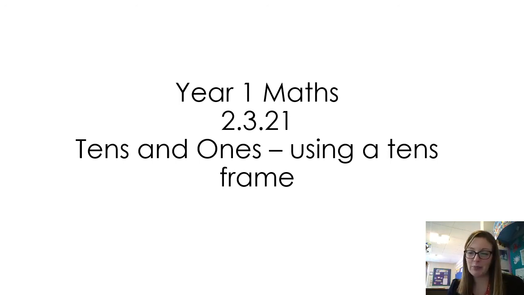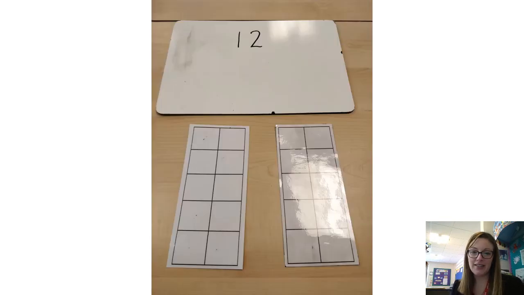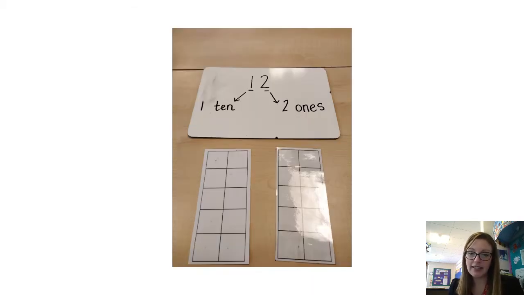Let's have a look at our first problem then. So here we can see I've written down the number 12 and we're going to be looking at that number really carefully today and seeing if we can make it on those tens frames. So the number 12 has got two digits. We've got the number 1 and the number 2. And the number 1 is telling us that that has 1 ten and the number 2 is the ones number, so it has two ones. So now we can use our tens frames to make that number 12, making 1 ten and 2 ones.